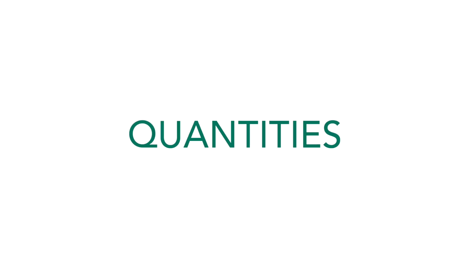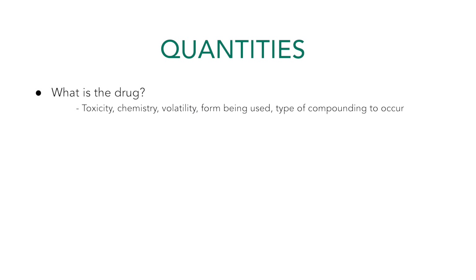Now let's talk quantities. When reviewing risk assessment considerations, small quantity and large quantity is often referred to. Unfortunately, NAPRA does not outline any specific numbers in correlation to small or large quantities. When it comes to quantities, it depends on the following. What is the drug? Toxicity, chemistry, volatility, form being used, and type of compounding to occur.